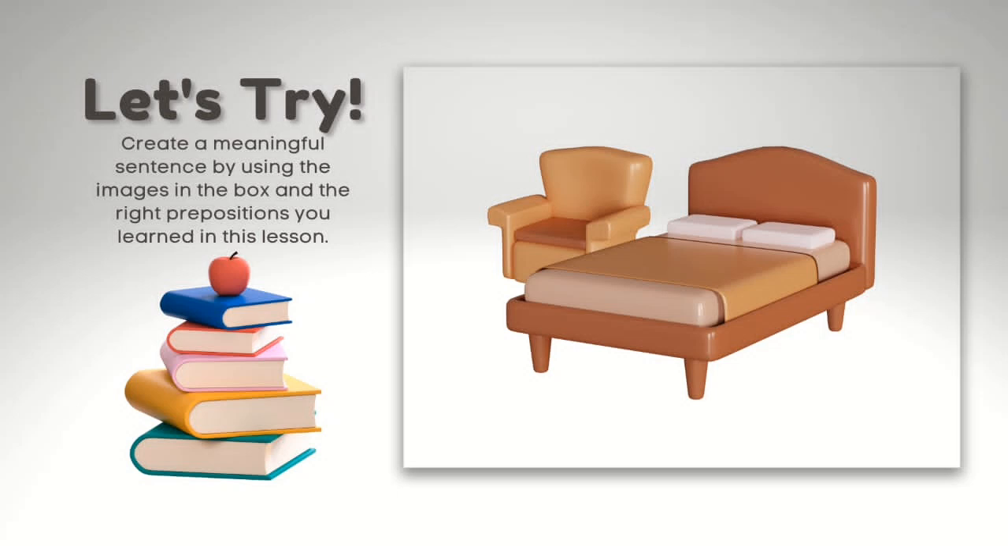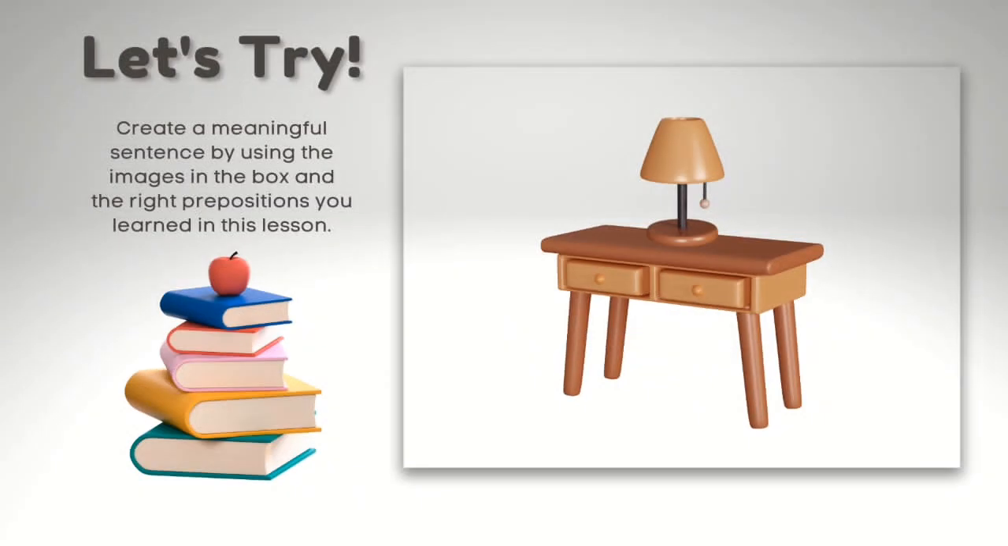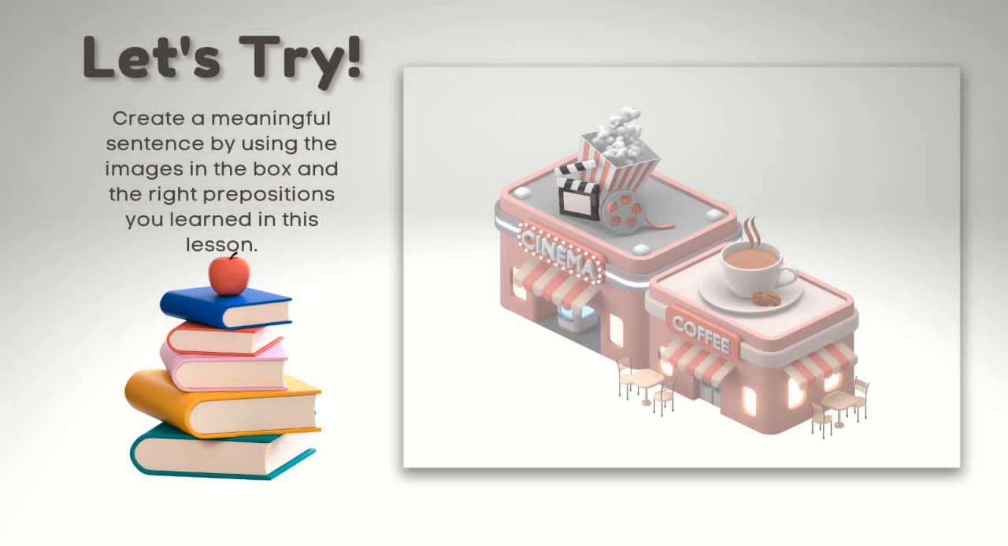Now look at the chair and look at the bed. What can you say about the chair and the bed? You will say the chair is beside the bed. That is a preposition of place. Another example, the lamp is on the table. That's another example. Okay, now the chairs here are beside the restaurant. The chairs are beside the restaurant.